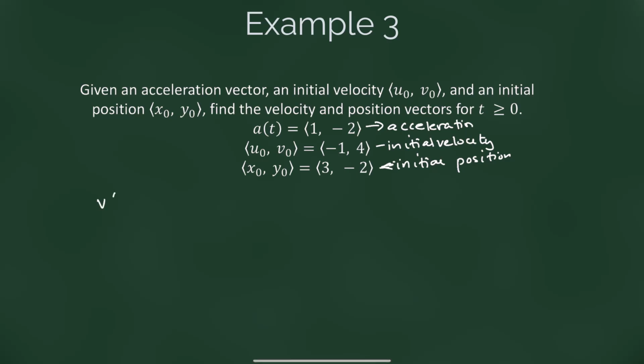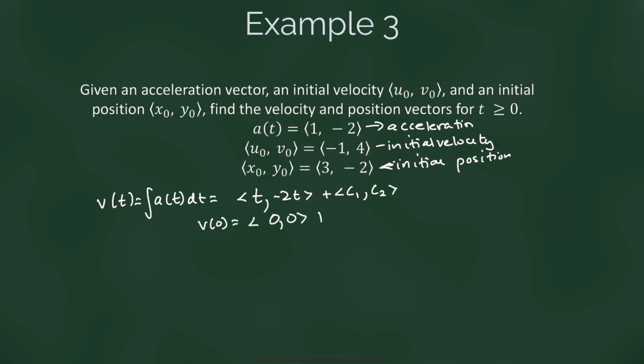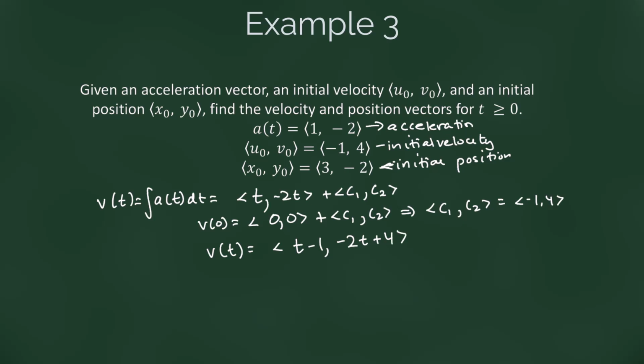All right, so we know that velocity is going to be the antiderivative of the acceleration vector, which we can do piecewise, and that's going to give us t and negative 2t plus our constant vector. But the velocity at 0, plugging 0 in for t, we get 0, 0 plus c1, c2, which tells us that c1, c2 must be equal to our initial velocity, which is negative 1, 4. And so we can write our velocity vector as the vector t minus 1, negative 2t plus 4.